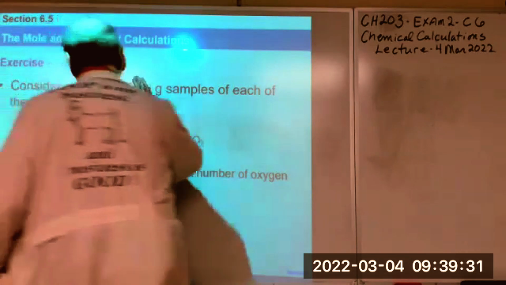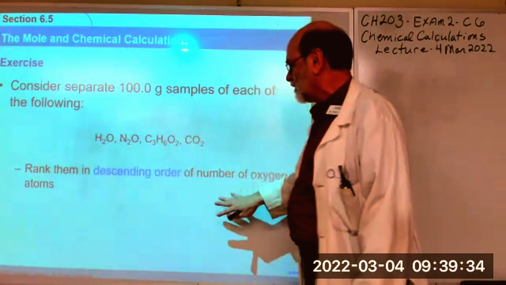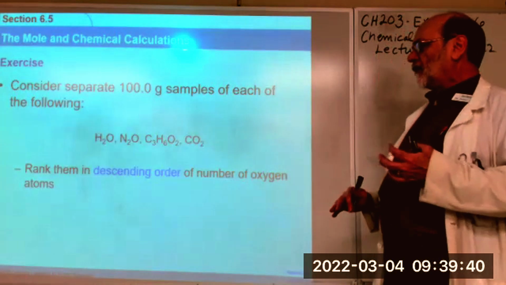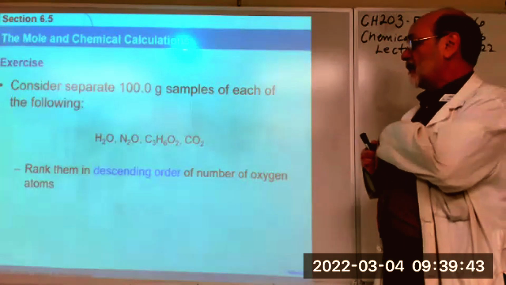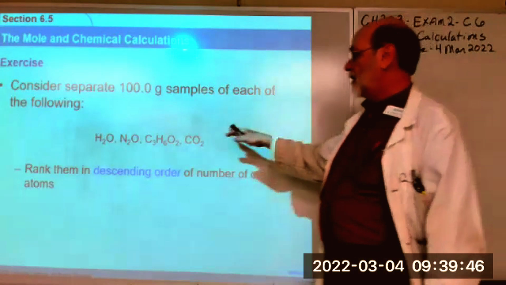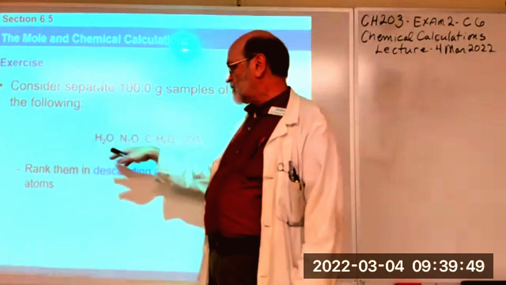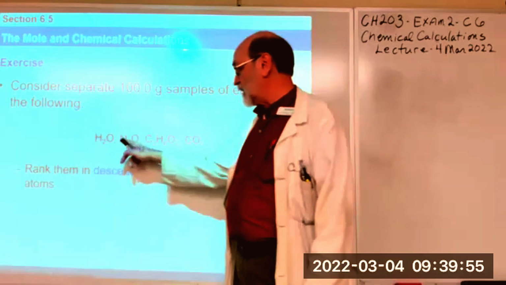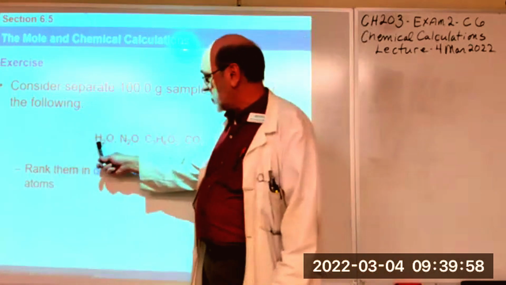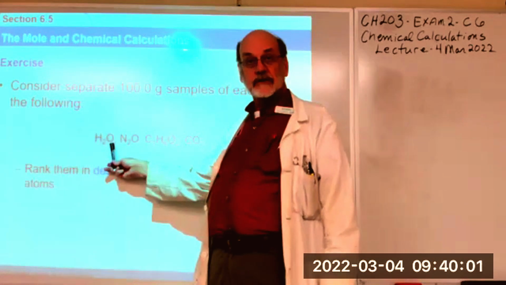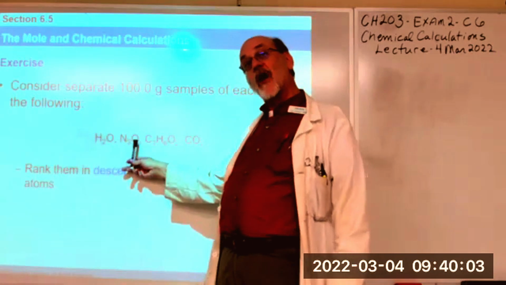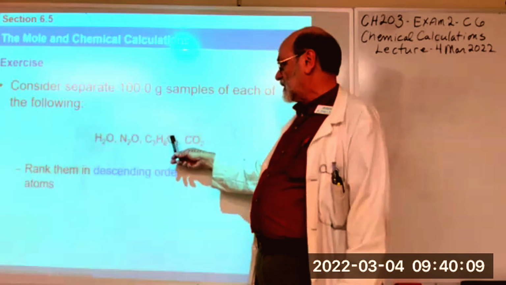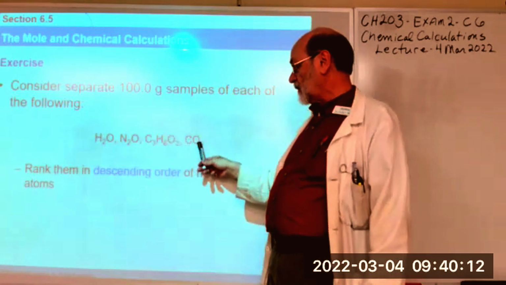So if we're starting off with 100 grams, we want to end up with a number of oxygen atoms. What do you need to do to get there? Well, first, I would try to figure out what these 100-gram samples mean in terms of moles of molecules. I calculate the moles of each one of these. And then for this one, 1 mole of water is also 1 mole of oxygen. 1 mole of nitrous oxide is also 1 mole of oxygen. That's the ratio. 1 mole of this compound is 2 moles of oxygen, and 1 mole of carbon dioxide is 2 moles of oxygen.